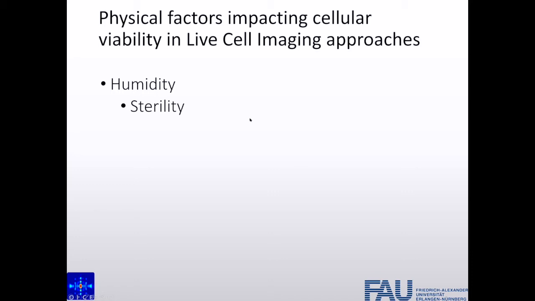But this is also something I really think is an important factor when it comes to live cell microscopy. Another factor, and this is something that Daniel was already referring to, is temperature.